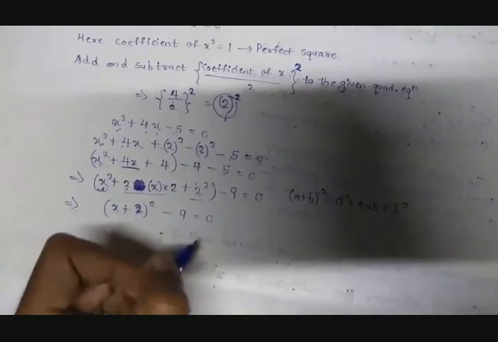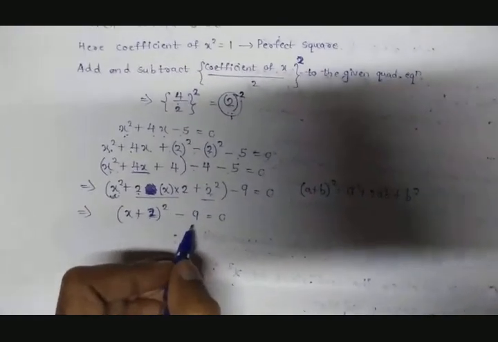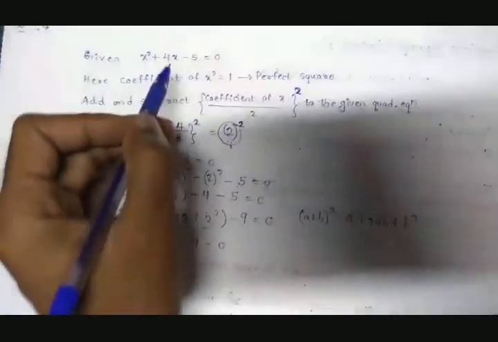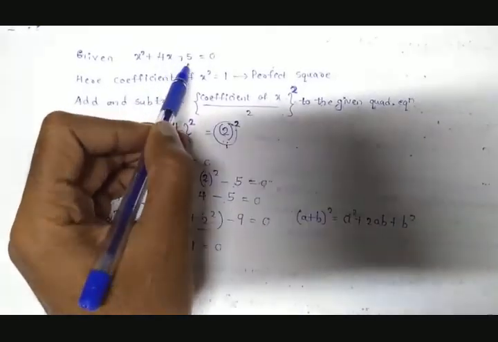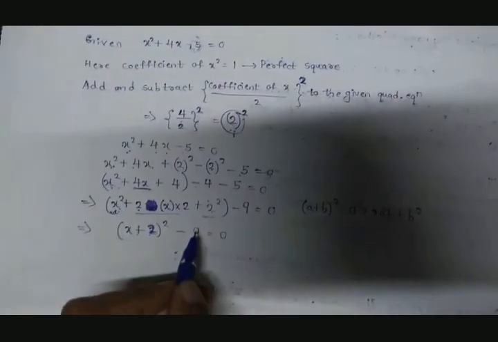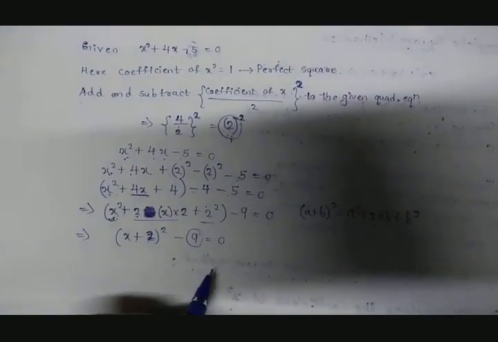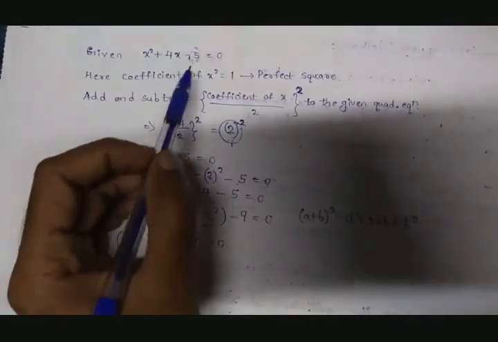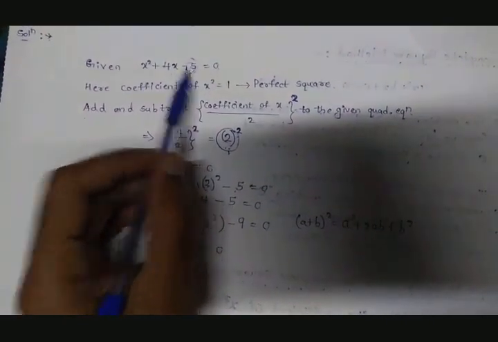Clear? So now observe what I told in the introduction part of the complete square method, that is to make the constant c, which is a non-perfect square. 5 is a non-perfect square. Now it has become a perfect square. So 9 is a perfect square, right? So the complete square method deals with making the constant, which is a non-perfect square, into a perfect square.